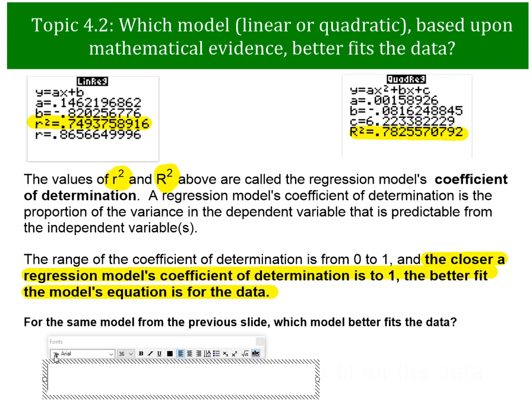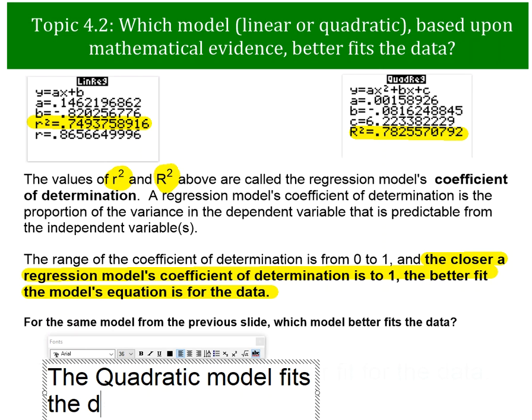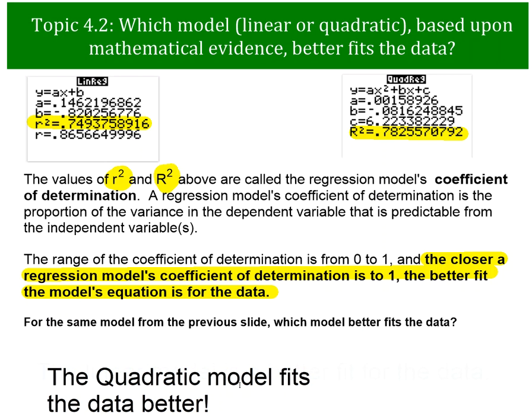So for that reason, I'm just going to type in my answer here: the quadratic model fits the data better. Okay, so that's my answer. I've chosen this model because this capital R squared is greater than lowercase r squared.